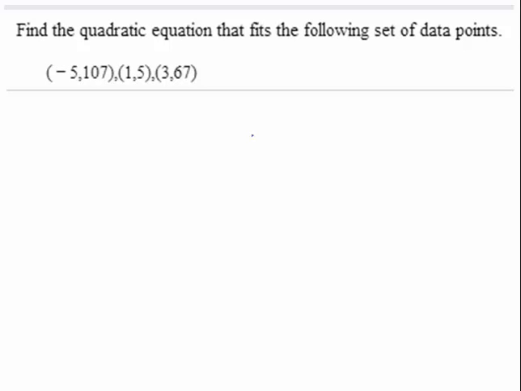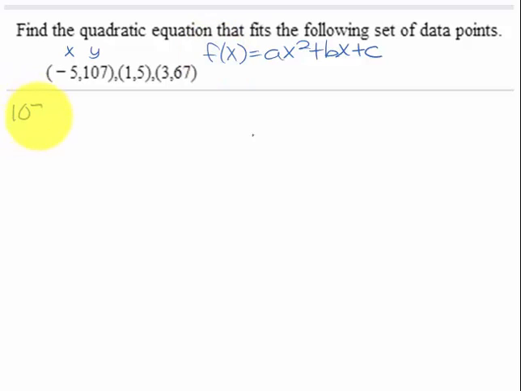We need to find a quadratic equation that fits this set of data points. Basically they're giving us three different points. A quadratic function is a function of the form f of x equals ax squared plus bx plus c. So what we're going to do is put in this for x and this for y. We know f of x is the same thing as y.